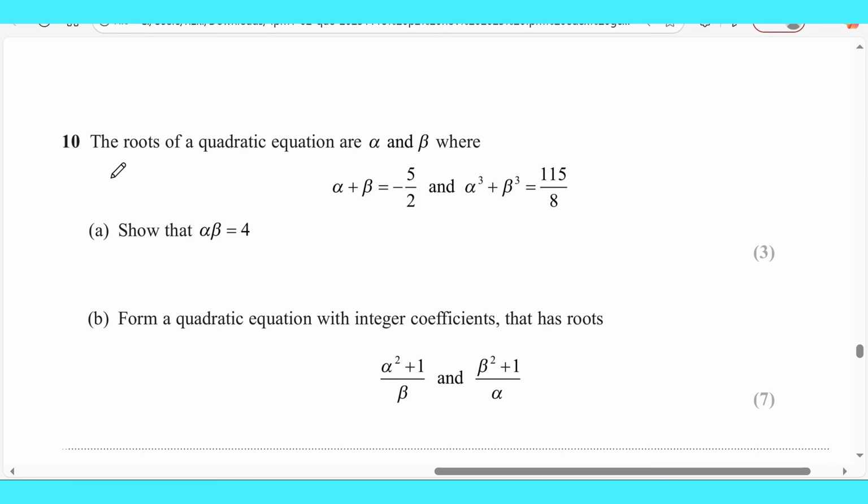Hi guys, today we're going to discuss the roots of a quadratic equation, alpha and beta, where alpha plus beta equals -5/2 and alpha cube plus beta cube equals 115/8. This question is taken from the past paper of 4PM1 paper 2, and we will discuss 10A and 10B.